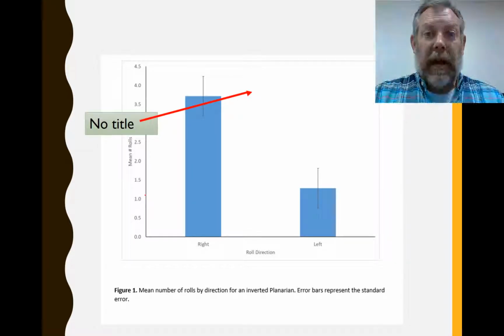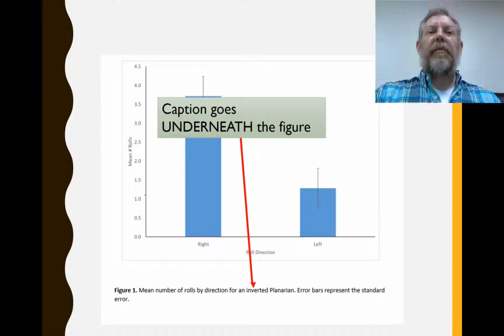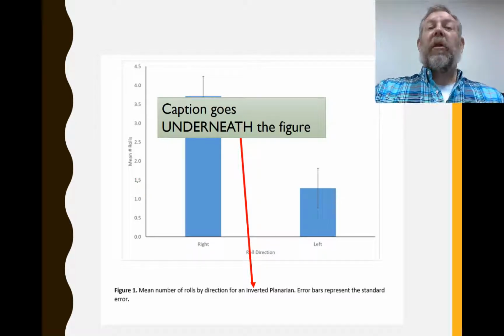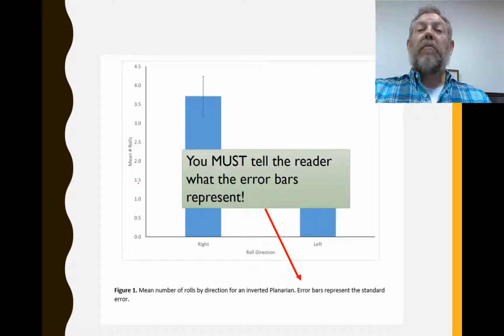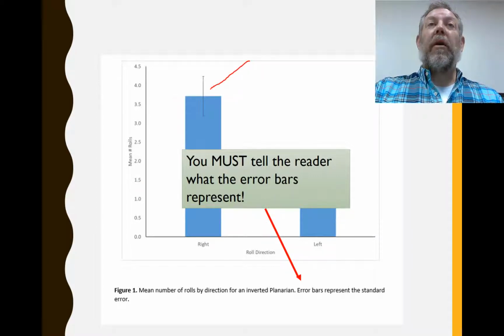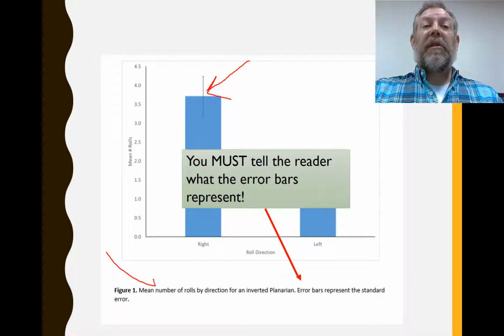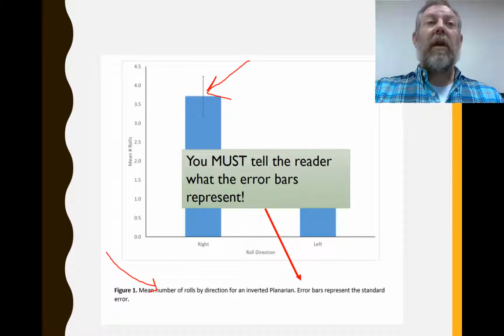You see there's no title on here. I do not like titles. You see the caption goes underneath, just like all the other figures we've done. And one thing you must do is you must tell the reader what these error bars are, okay? And so the caption tells us that this is the mean number of rolls, and so that tells us what we're actually graphing. The y-axis also tells us that.